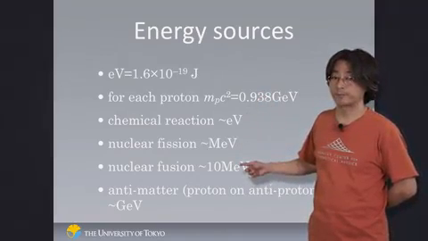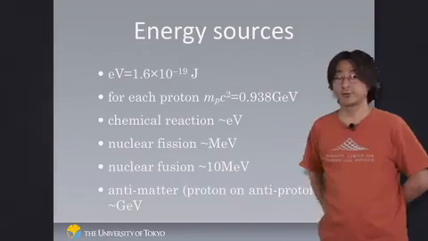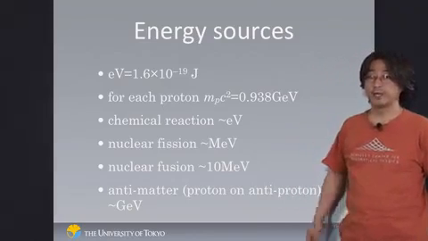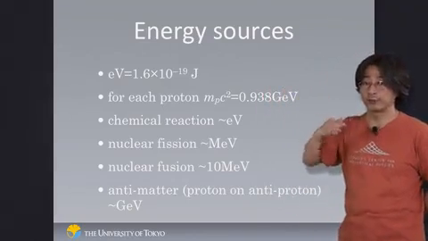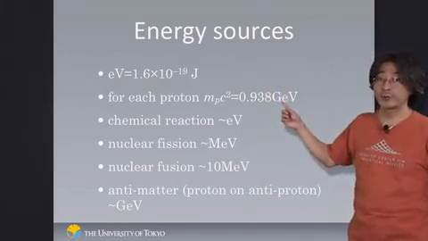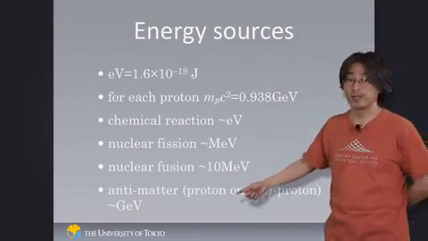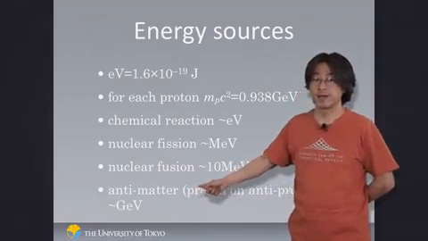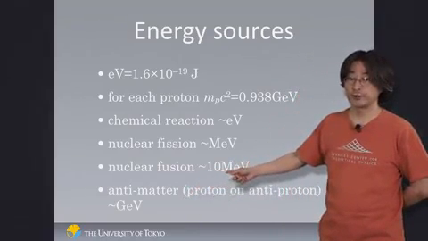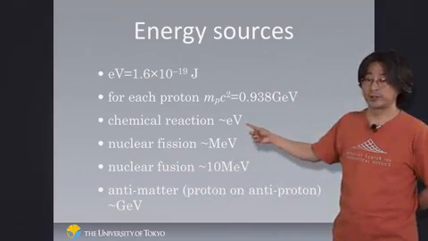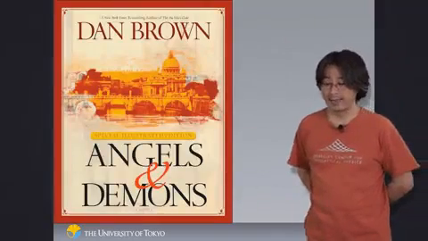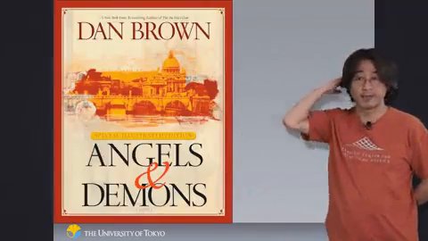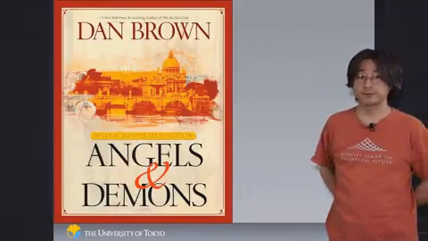But if you use the annihilation of matter and antimatter, you can fully convert the mass of the proton into pure energy. So you use 100% of this, so that would be about a GeV of energy, 100 times more efficient than nuclear fusion, a billion times more efficient than chemical fuel. So that's why antimatter can be very useful, but also can be very dangerous.